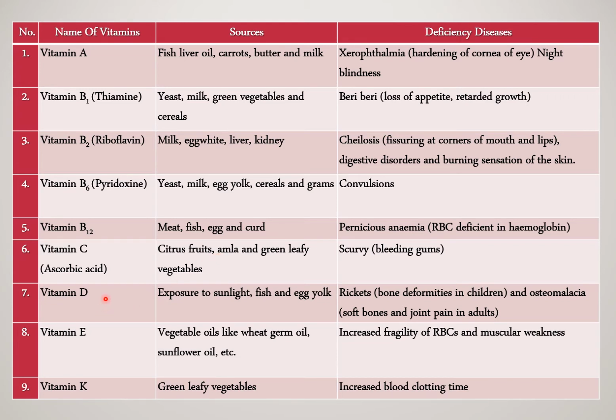Vitamin D is called the sunshine vitamin, and vitamin D deficiency will cause big problems like rickets, which is bone deformities in children, and osteomalacia, where the bones become very soft, and joint pains would be there in adults. And how do you sort this out? It is by exposure to sunlight, taking fish and egg yolk.